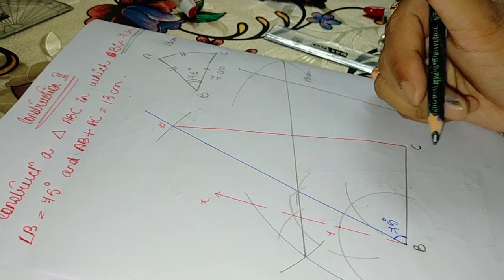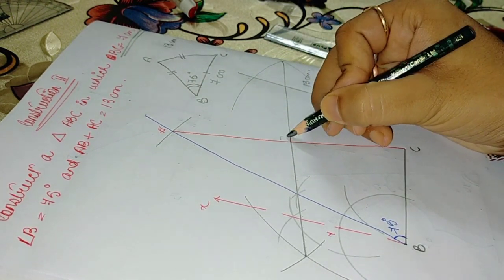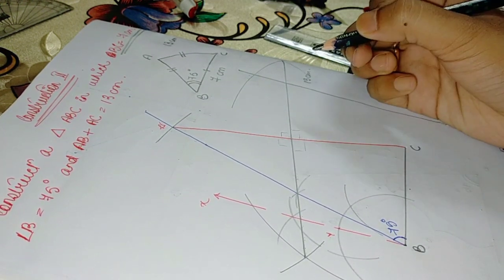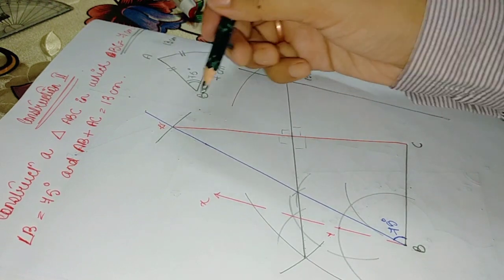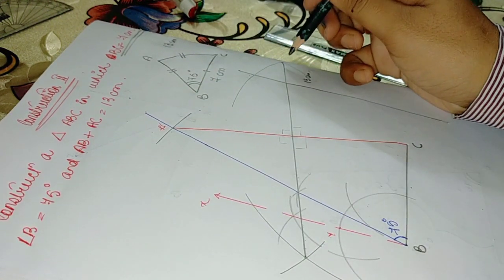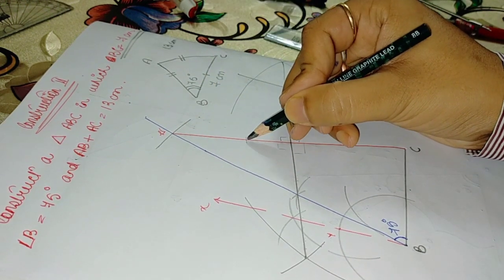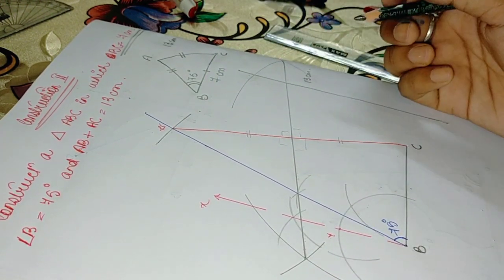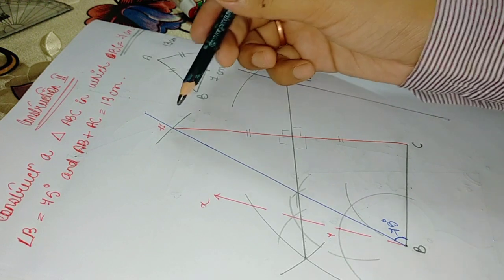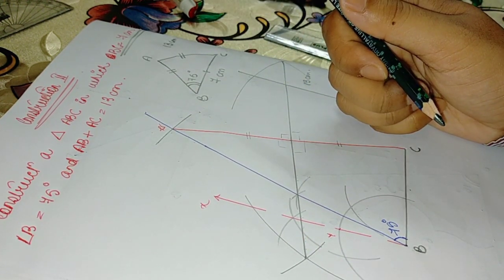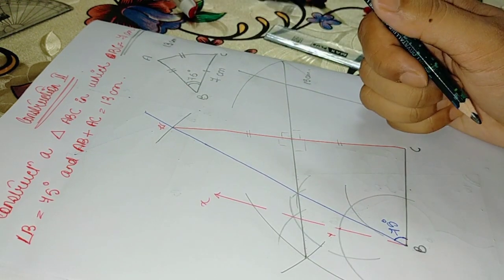Why is it a perpendicular bisector? Because this angle is 90 degree, this angle is 90 degree, and this angle is 90 degree. Plus this particular line is dividing the line segment into two equal halves. That's why this particular line will be known as the perpendicular bisector on CZ.